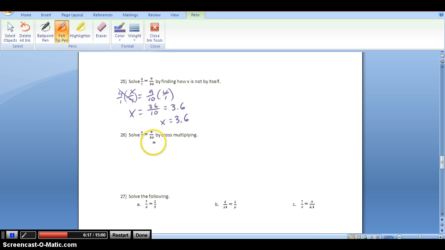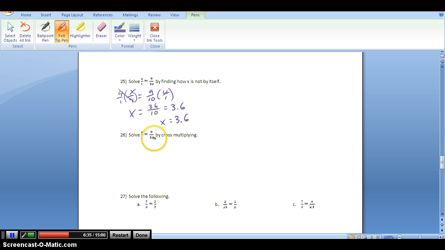This one here, we're going to do by cross multiplying. What this is saying, again, is that if there's an equal sign, these two are equal. I'm going to solve this a different way than I did the last one. The same problem: x over 4 equals 9 over 10. But if we know that there's an equal sign between two fractions, then their cross products must be equal.